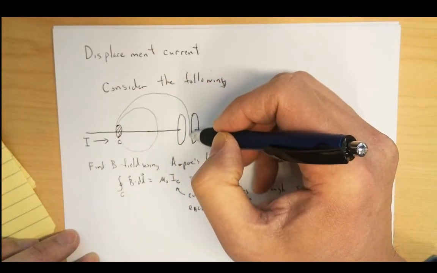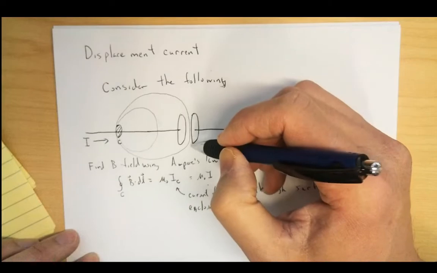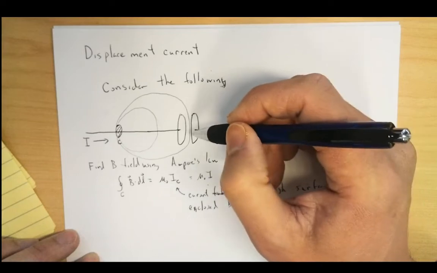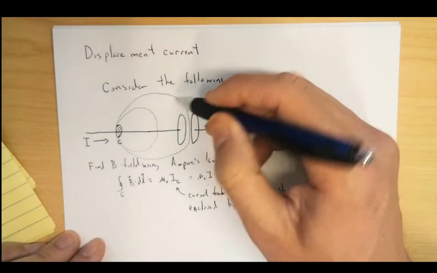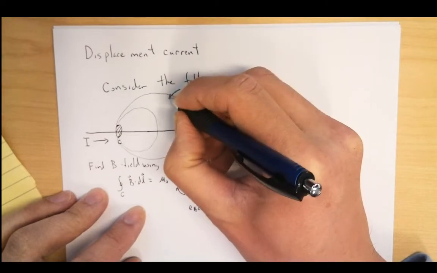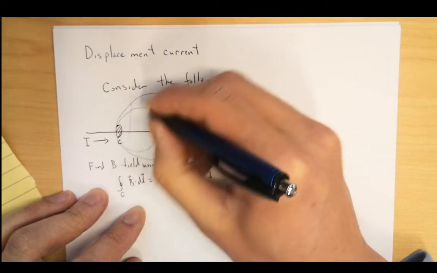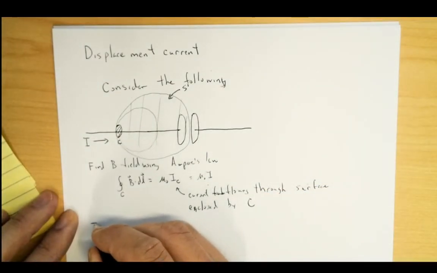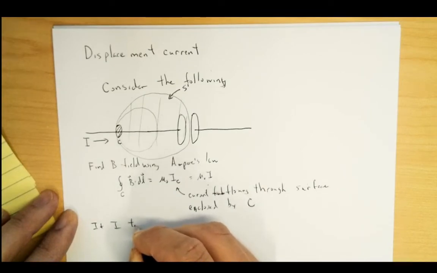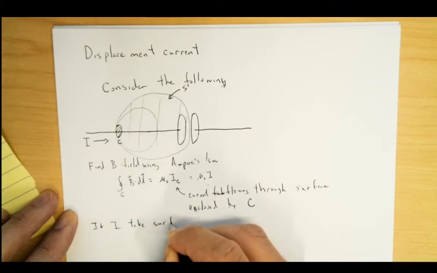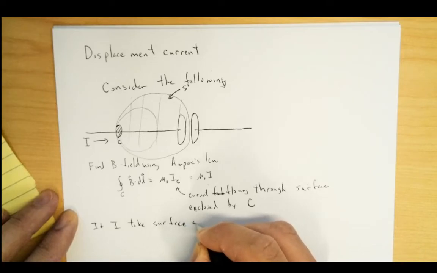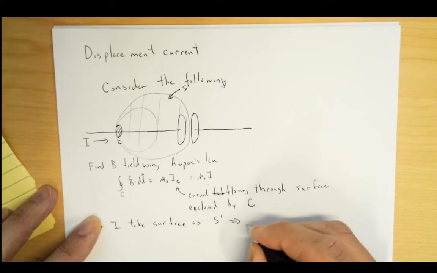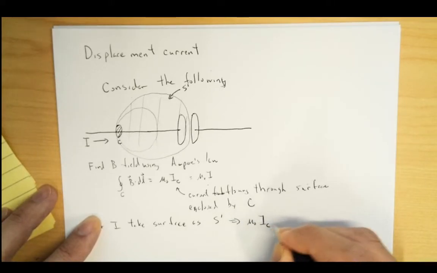And now imagine I go through the parallel plate capacitor. Now I have an interesting conundrum. What's the conundrum? For this surface, I'll call this S prime here. If I use Ampere's law, if I take the surface as S prime, what I get is that mu 0 I_C is equal to 0.